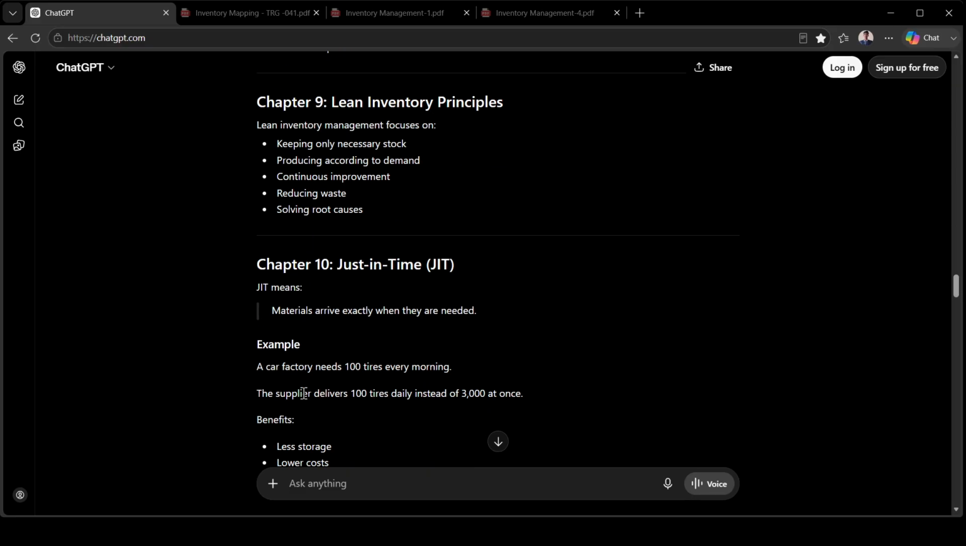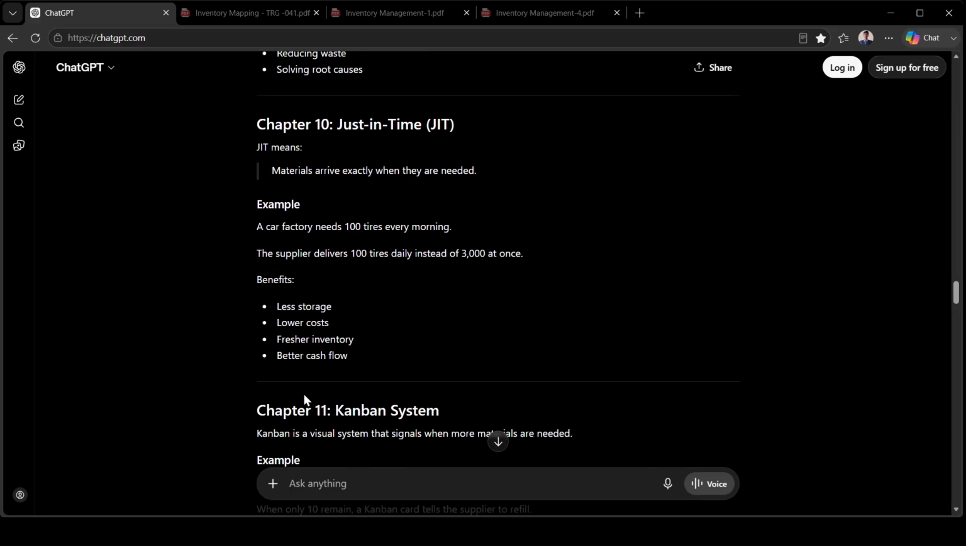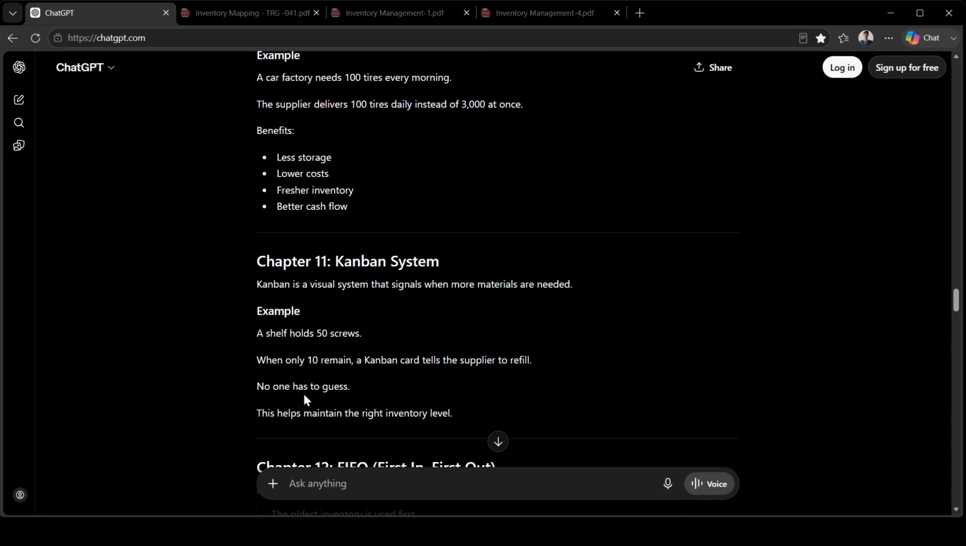Lean inventory principle. Lean inventory management focuses on keeping only necessary stock, producing according to demand, continuous improvement, eliminating waste, and solving root causes. Chapter 10, Just in Time, JIT. JIT means materials arriving exactly when they are needed. Example, a car factory needs 100 tires every morning and the supplier delivers 100 tires daily instead of 3000 at once. Benefits: less shortage, lower cost, fresher inventory, better cash flow.